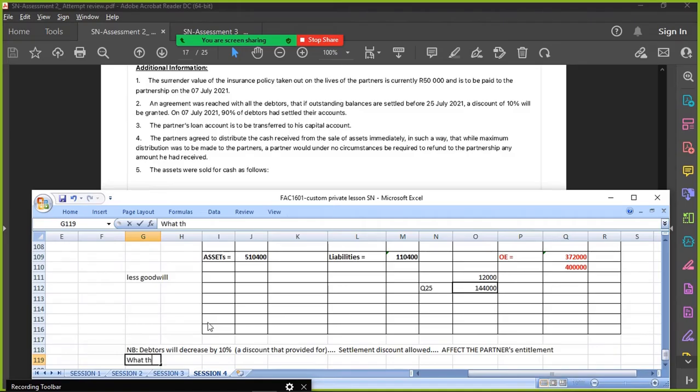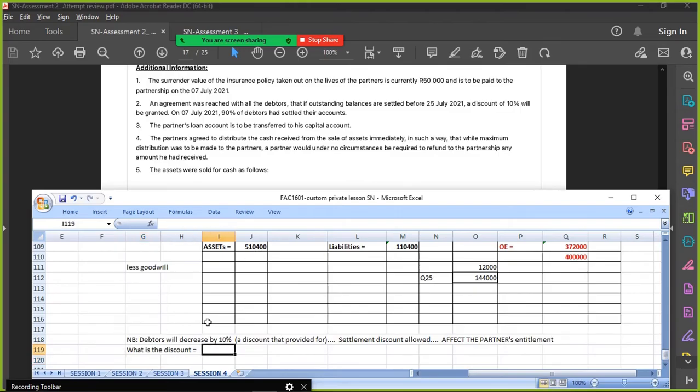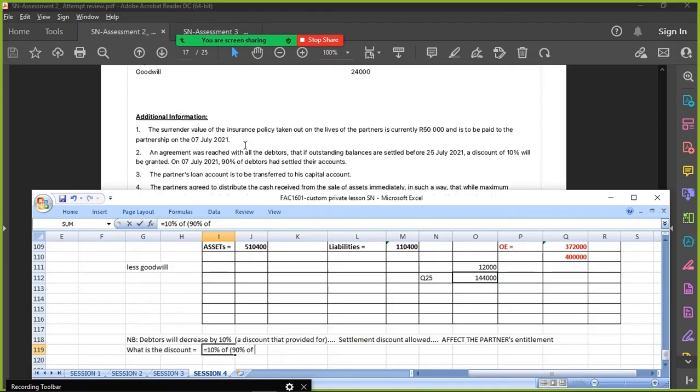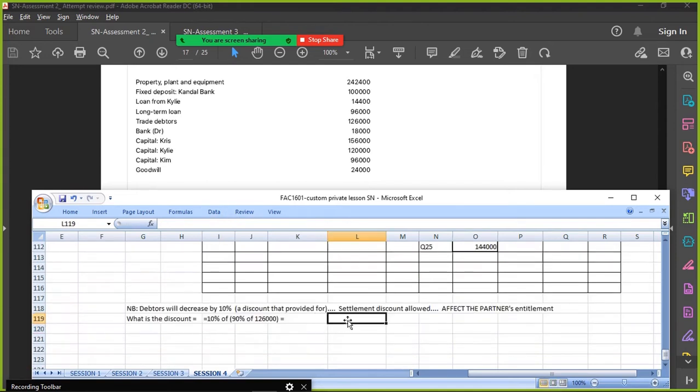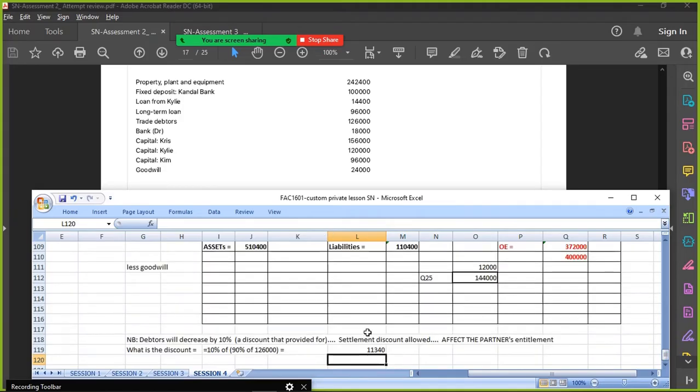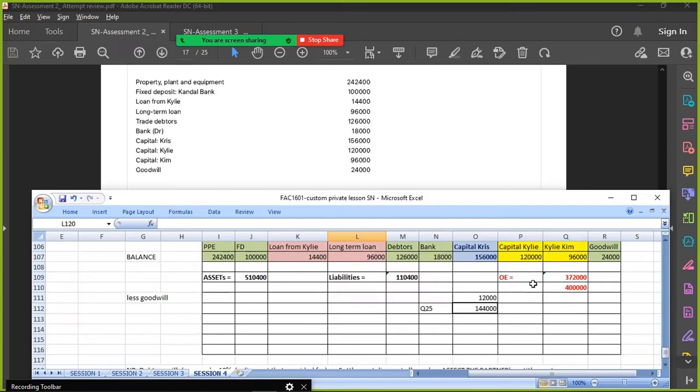So let's see, what is the discount? Let's work it out. Okay, so the discount is 10% of the 90% of the debtors. What was the debtors? Trade debtors, 126. Are you okay with that? Yep. Okay, so there's a discount of 11,340 which needs to be allocated to the partners, right? So that's going to affect their owner's equity.